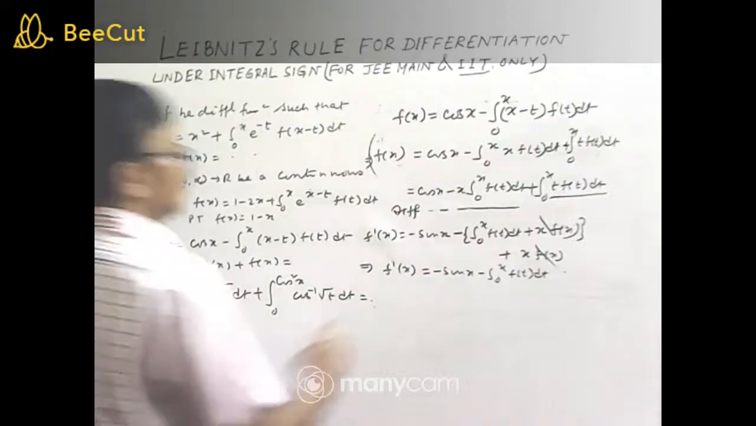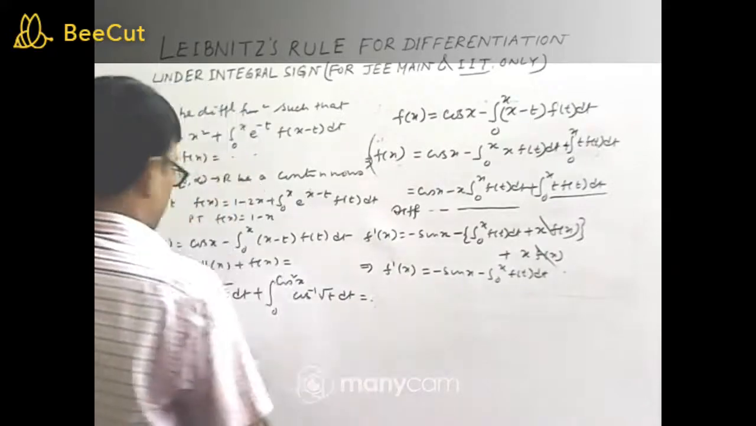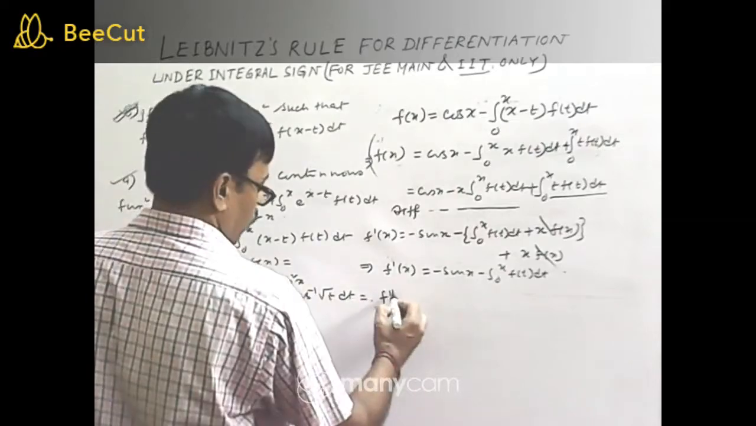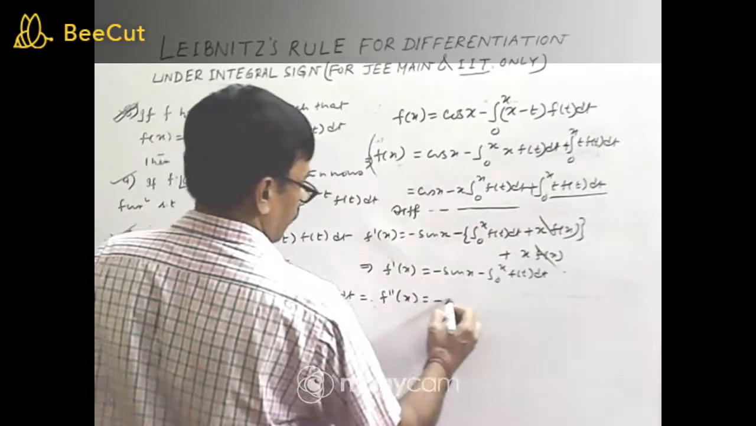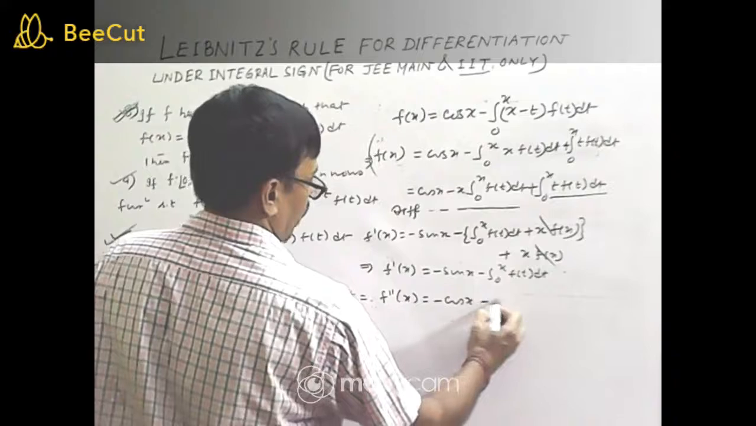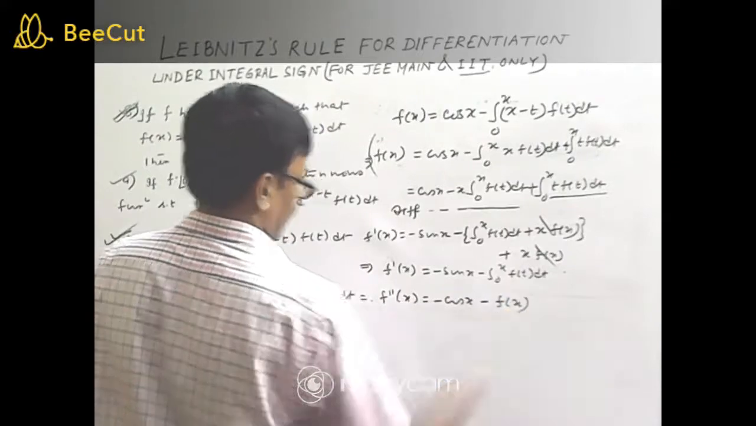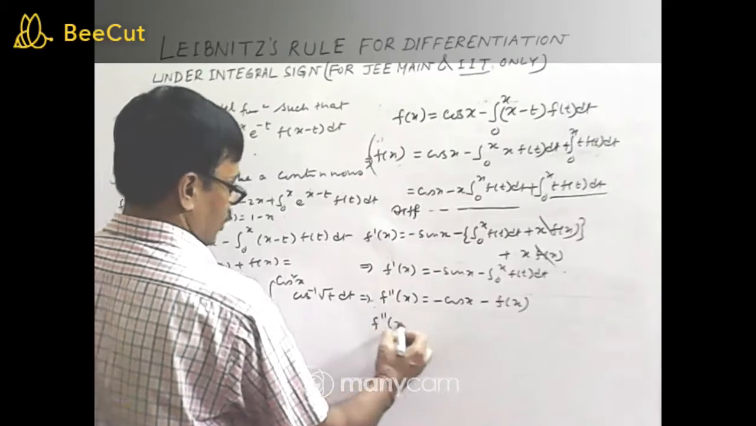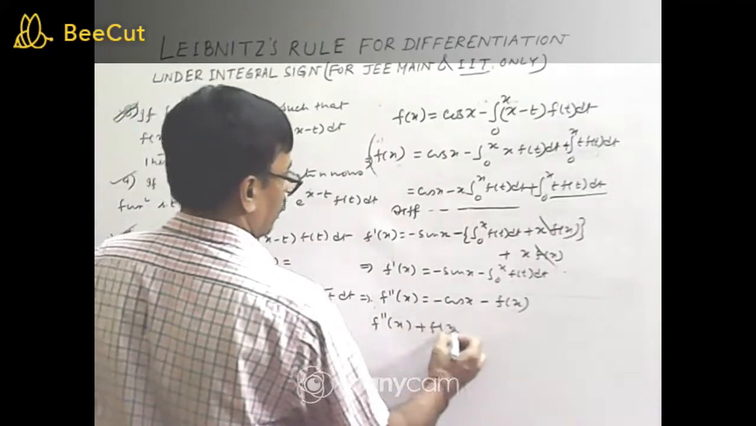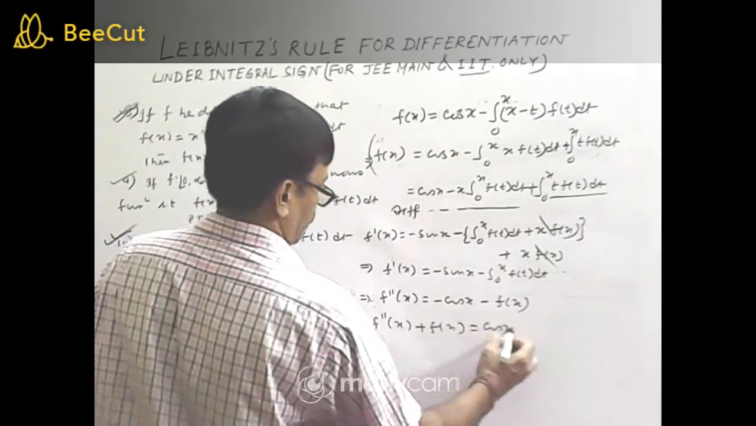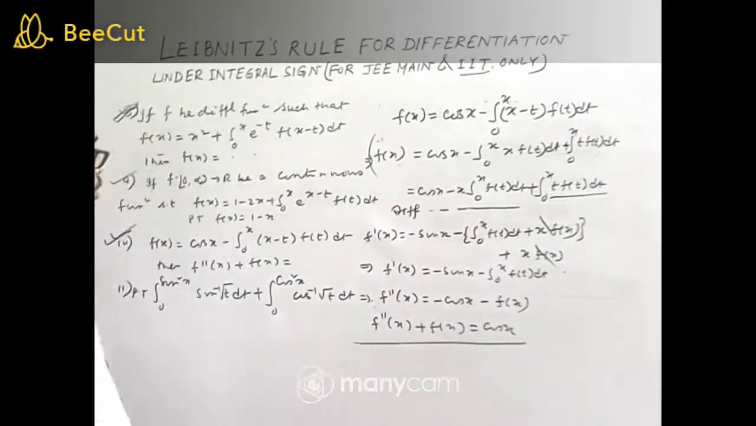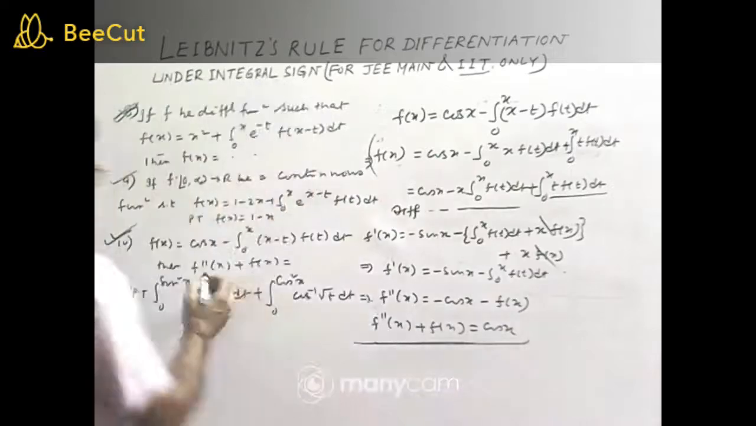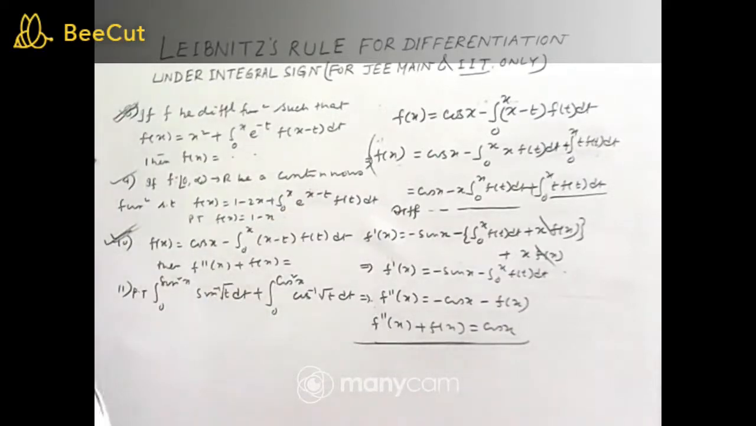Now differentiating again, look, f double dash x. So f double dash x equals minus cos x minus f(x). So what is f double dash x? Unchanged plus f(x) equals cos x. Differentiating and transferring, yes. So this is the problem.